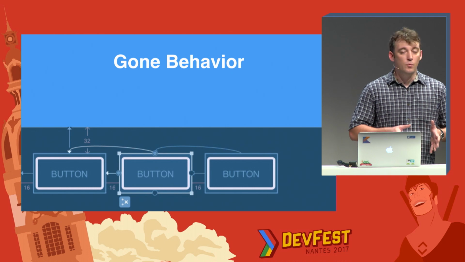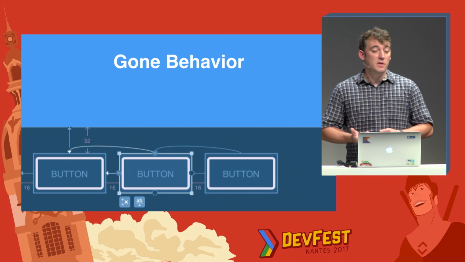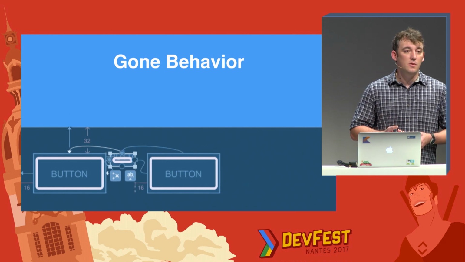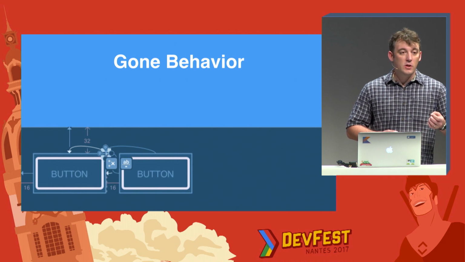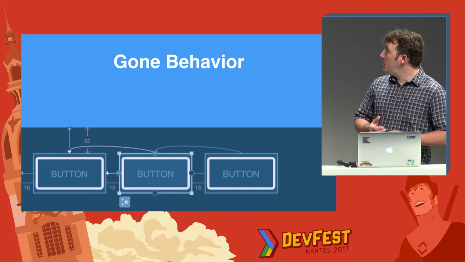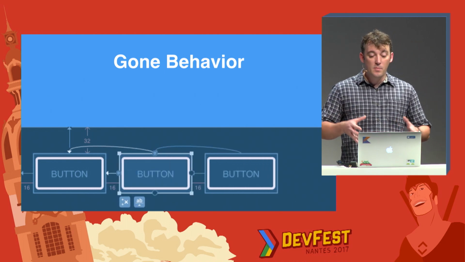With constraint layout, we try to actually take into account this use case. So what happens is that an element that is marked as gone, its size is set to 0, 0. Its connections are still valid, but the margin is set to 0. And basically, you end up with this behavior. So if the central button here is marked as gone, everything will collapse, but kind of nicely.